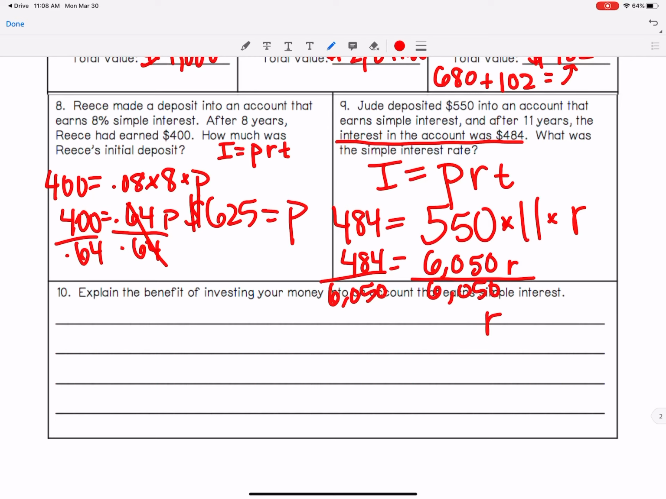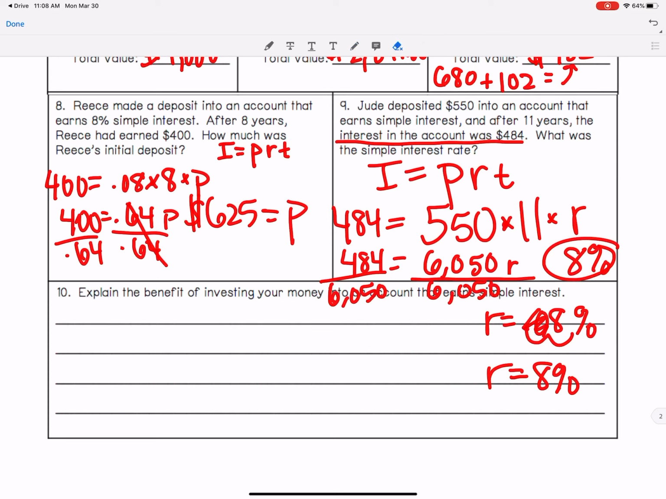Well, if R equals 0.08, what is that in a percentage? Take your decimal and move it 2 places to the right. So R equals 8%. That is the rate. I'm going to write that right up here. And then I'm going to erase all my work down here so I can write something new.